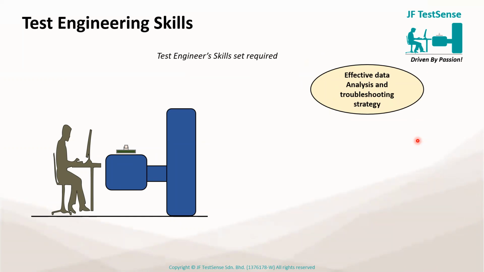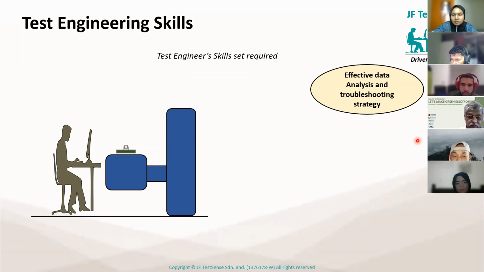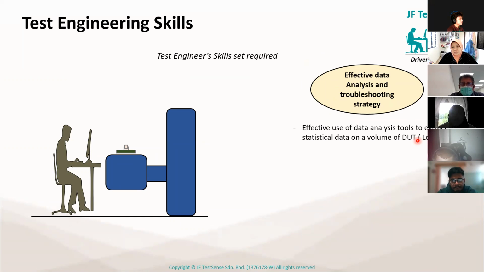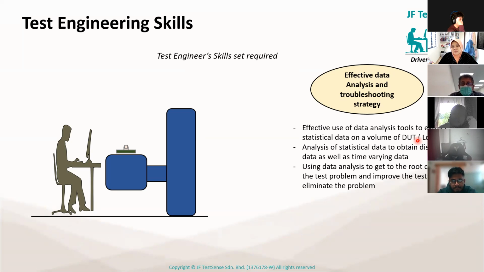On top of that, you need to have an effective data analysis and troubleshooting strategy. As I mentioned just now, you need to be able to analyze statistical data and understand the impact on the CPK, the sigma, the mean on the test results or on the yields. Then you use these results to find out why the yields are low.